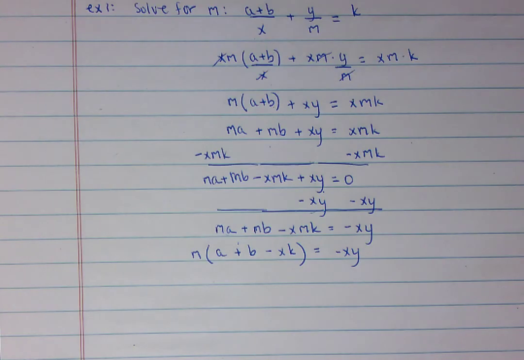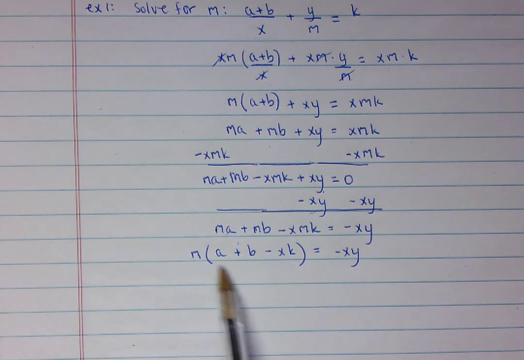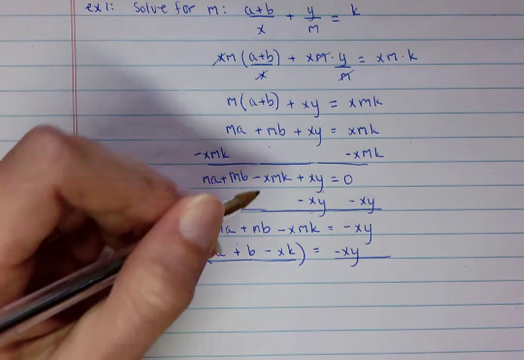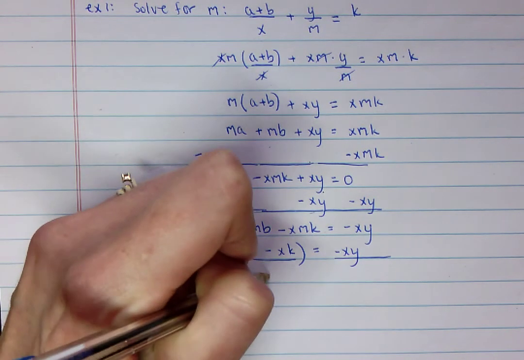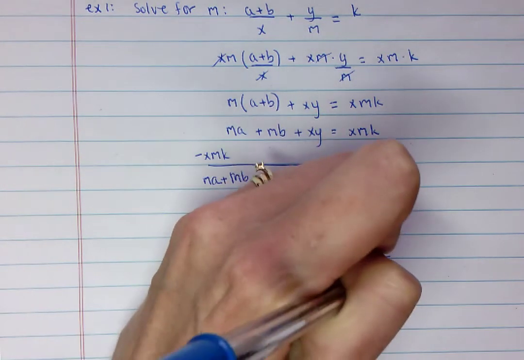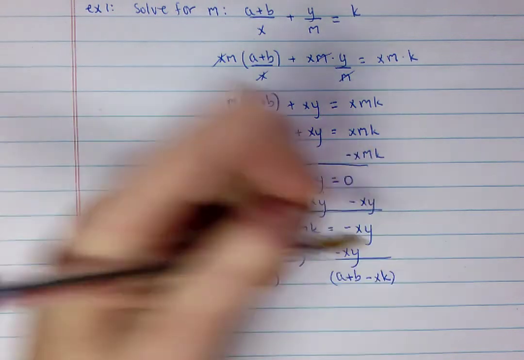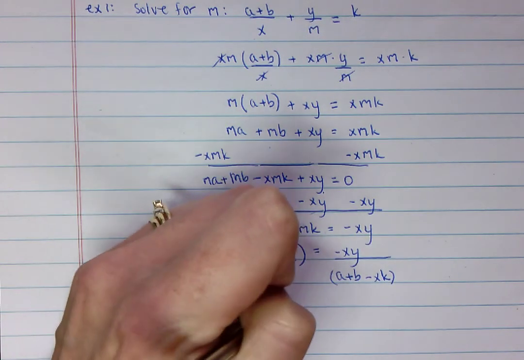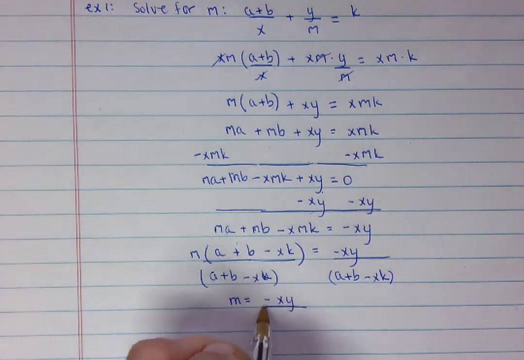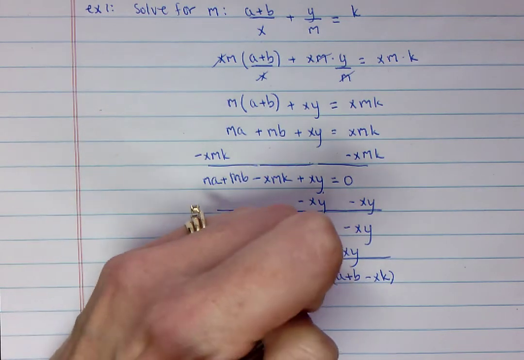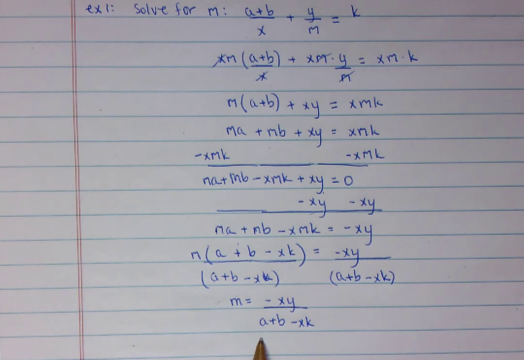So now, in order to solve for m, note that this is m times all of this. All I can do then is divide both sides by all of this, and I'll get m by itself. So I'm going to divide both sides by a plus b minus xk, and I will end up with negative xy on top over a plus b minus xk. And so now I have solved for m.